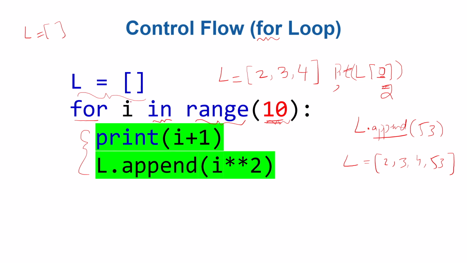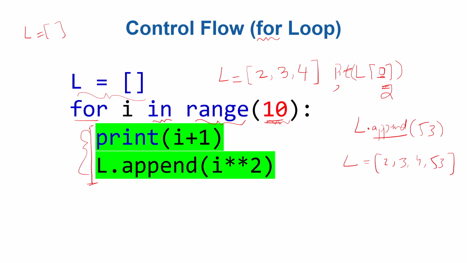Now next time I will contain a 1. Next time I will contain 2. Next time I will contain 3, 4, 5, 6, 7, 8, and 9. Once the value of I becomes 9, that's the last iteration of the body of the loop, and after that the loop finishes. So let's just try to run this.